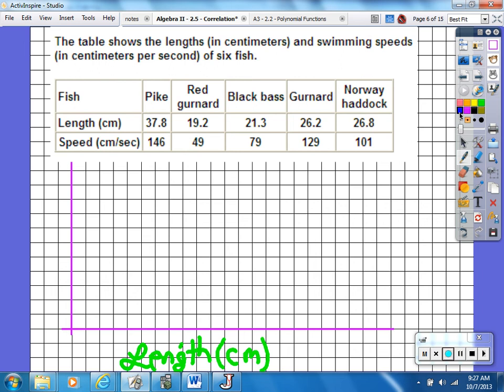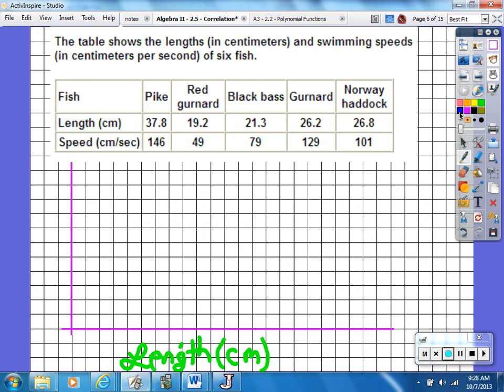So my highest number is 37.8, right? If I go by 5: 5, 10, 15, 20, 25, 30, 35, 40. Oh, wait. Am I using the entire graph then? No, what I'm doing there is I'm really squishing that graph together, right? Now, when I'm given a piece of graph paper, I usually want to use as much of that graph paper as I can. That way it's easy for the person to see. The smaller the graph, the harder it is to read.